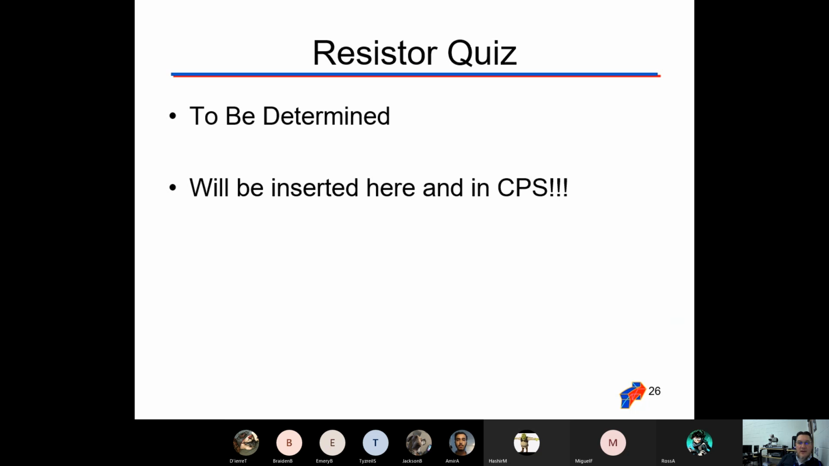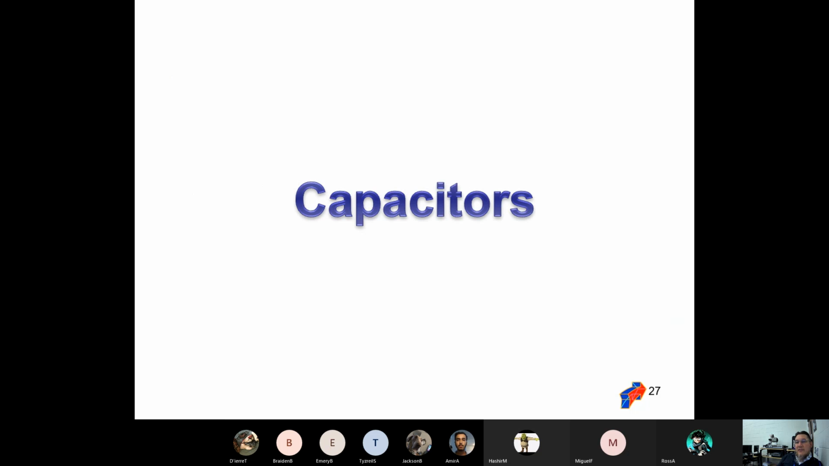What is inserted here and in CPS? That's weird. All right, so now we're going to talk about capacitors. Yes? It'll be later on, it won't be today. So you can cheat. It'll be an open notes quiz anyway. I can't give you anything but right now.